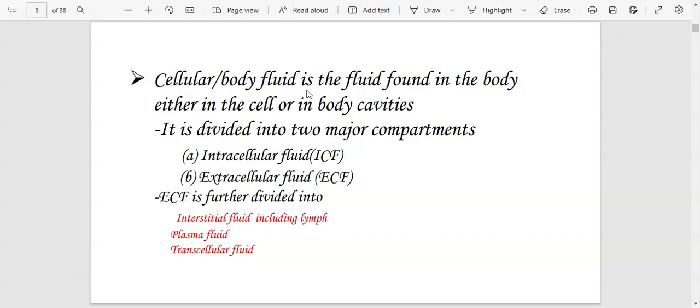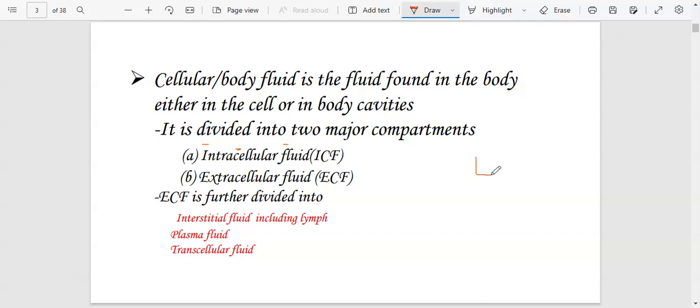Body fluids are going to be divided into two major compartments. So we're going to have the intracellular fluid, called ICF. The I is the intra, the C comes from cellular, and the F is fluid. Intracellular fluid. Now we know that intra means within, so this is a fluid that is found within the cell. And then we've got extracellular fluid, the fluid that is found outside the cell.